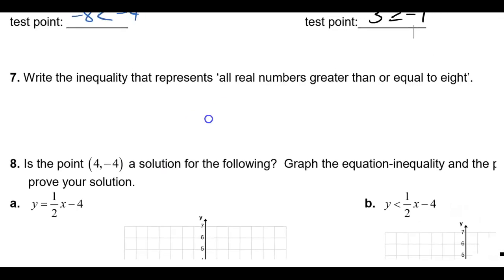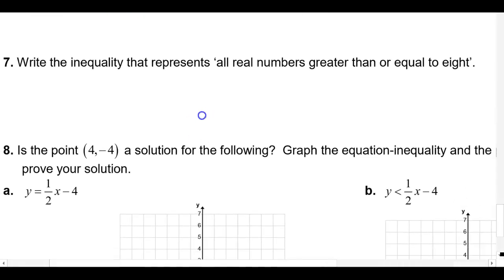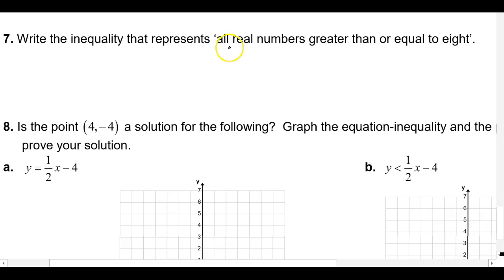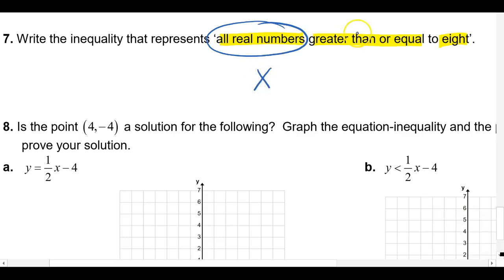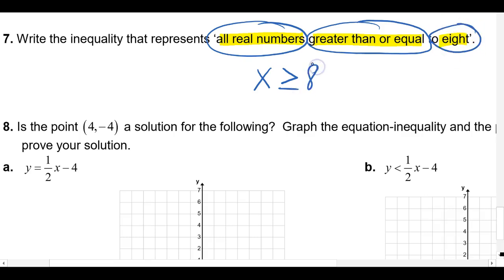Okay, so now this says write the inequality that represents all real numbers greater than or equal to 8. Well, let's look at this one step at a time. Well, all real numbers, anytime you see that, we mean x. And then we have greater than or equal to, well, that just means greater than or equal to, the sign. And then the last number is 8. So that's how you do those.